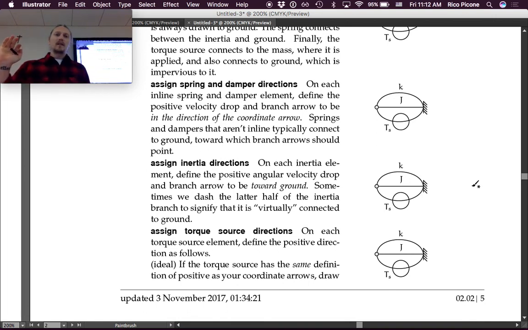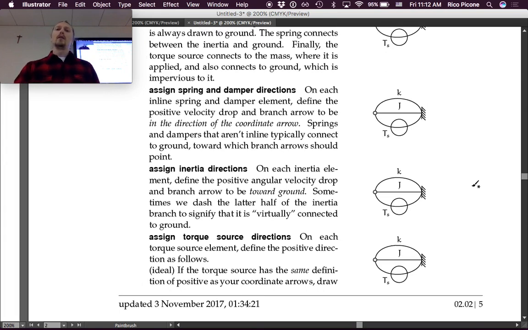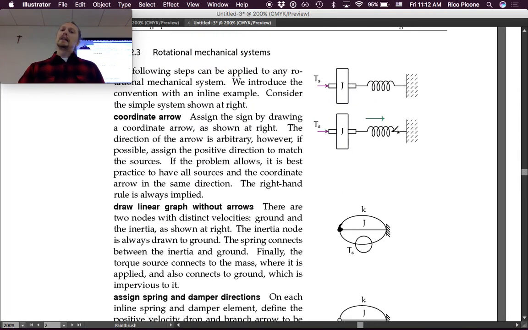So, spring and damper directions. On each inline spring and damper element, define the positive velocity drop and therefore the branch arrow to be in the direction of the coordinate arrow. Okay, so this is an inline spring. It happens in line with the shaft. If there was another element over here, this would connect to that shaft element. So the direction of the coordinate arrow is from left to right.